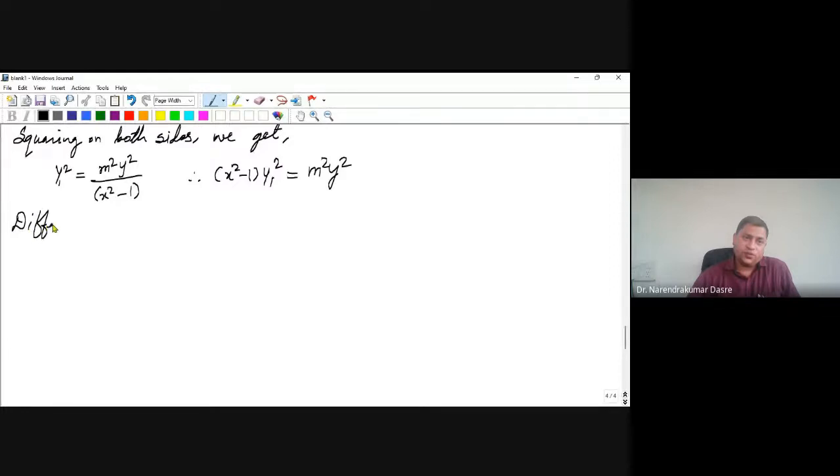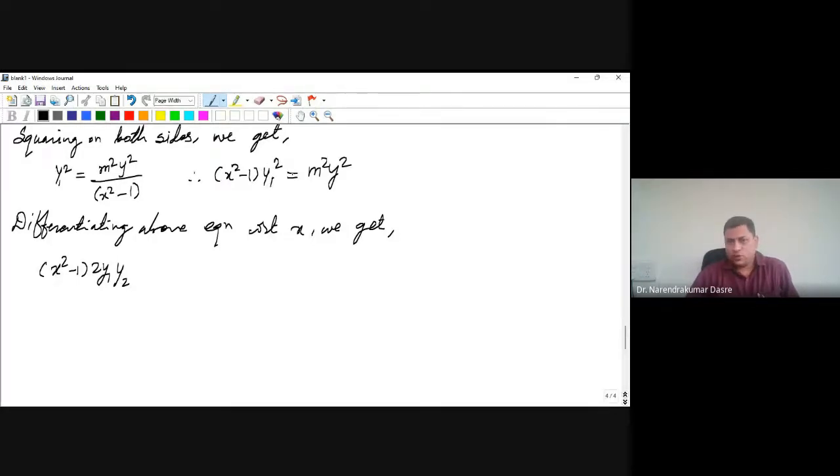So what we can say is, differentiating the above equation with respect to x, we get, using the u into v rule, x square minus 1 into 2y1 y2. Are you getting this term? Because we have y1 square, so 2 will come down, then y1, and the derivative of y1 is going to be y2. Now plus, this is 2x y1 square. The derivative of this term is going to be 2x, and this y1 square remains as it is. And now here, m square 2y y1, which is the derivative of y square.